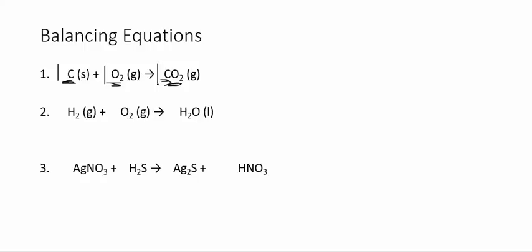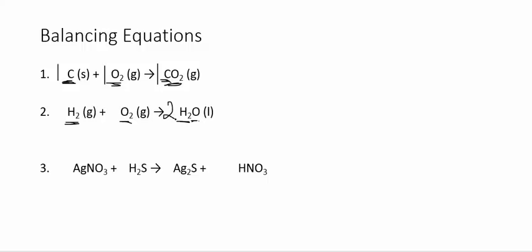Next example. 2 hydrogen over here. 2 hydrogen over here. H is balanced. 2 oxygen, 1 oxygen. Oxygen is not balanced. I need to add a coefficient out front. So I'm going to put a 2 here. The coefficient of 2 multiplies through the whole compound of water.